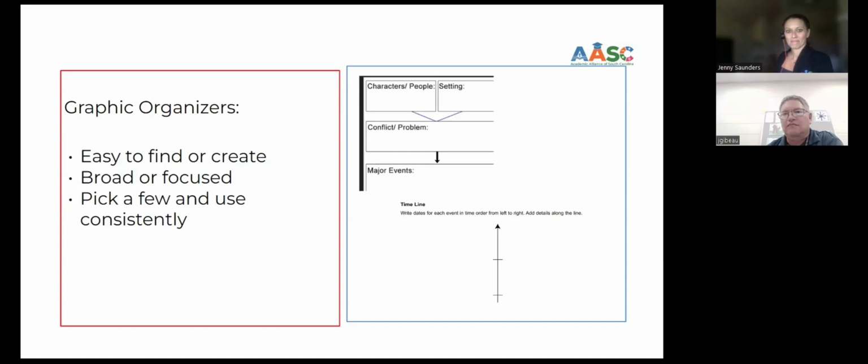And so I actually have it laid out where there's a box for them just to jot down the different characters of the story, just a basic synopsis of what the setting is, what was the major conflict or problem, and the major events. And they have these and they use them as a sticky note, as a bookmark. They use the sticky note as their bookmark as they're reading, and then they're filling it in as they go.